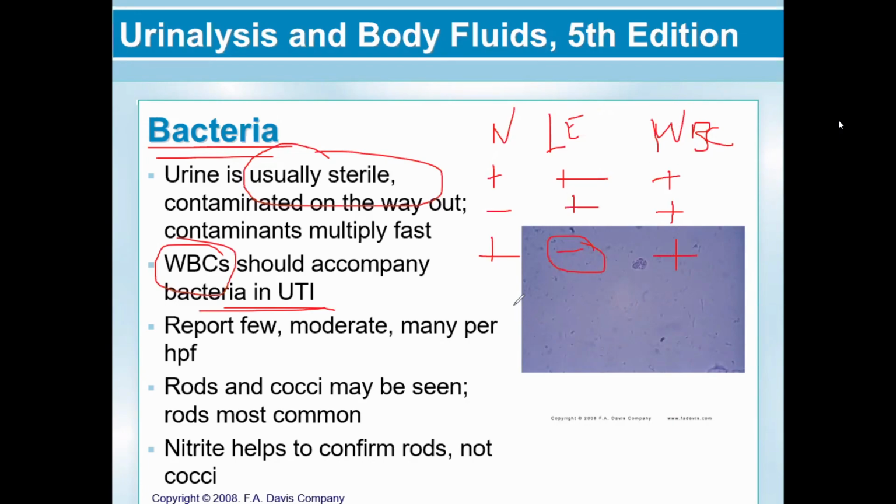What if, for example, nitrite is positive, leukocyte esterase is negative, and there are also no WBCs? That means it is contamination. It's not significant. So, reporting for bacteria, we have semi-quantitative reporting using few, moderate, many, per high power field, not low power.